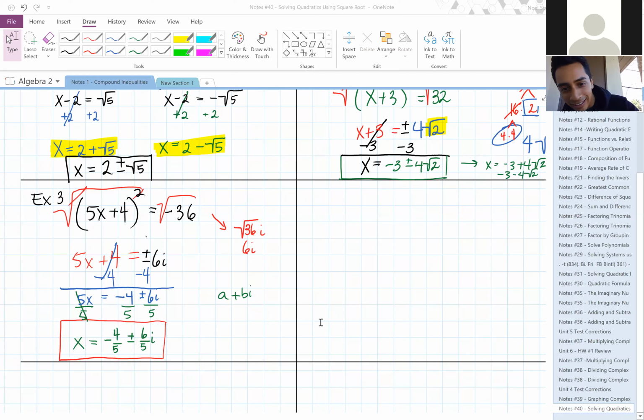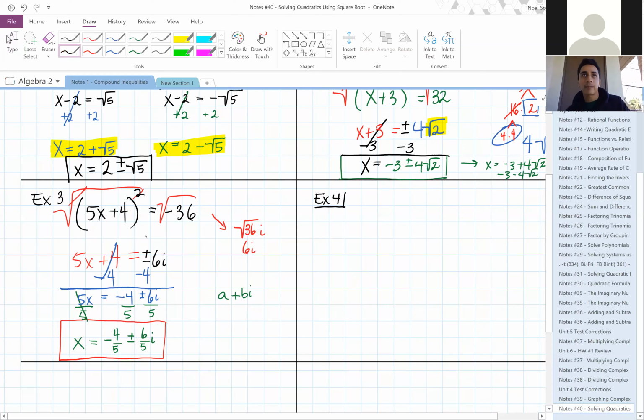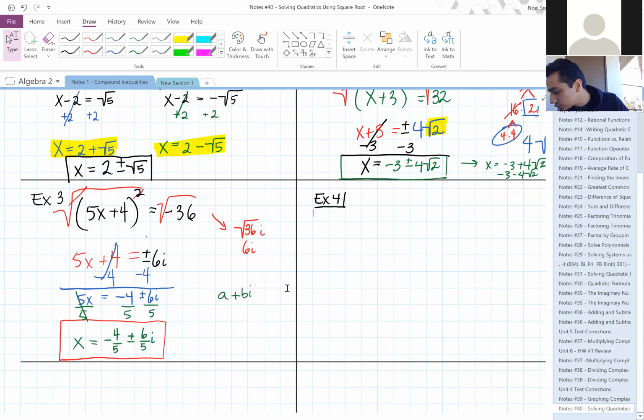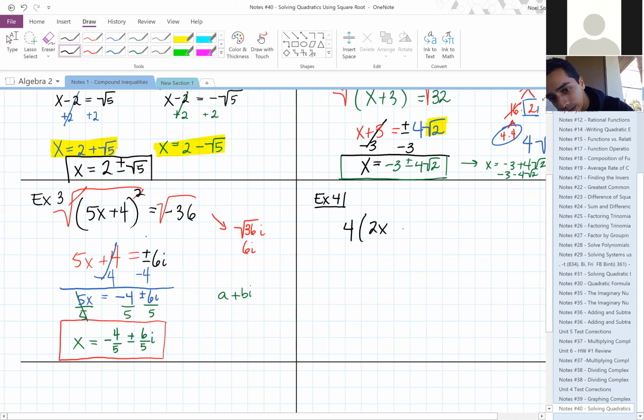All right. Example number 4. Let's see what we have here. All right. So example 4, something similar. Let's take a look. Let's try this one here. Okay. So 4 times 2x minus 3 to the power of 2 is equal to negative 100.